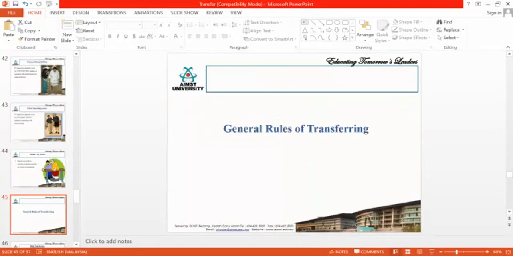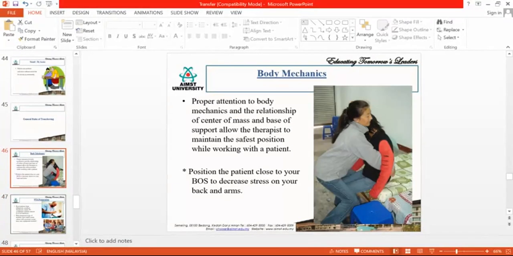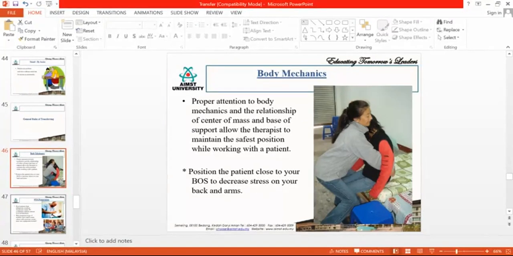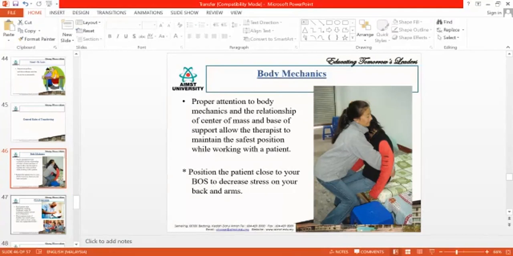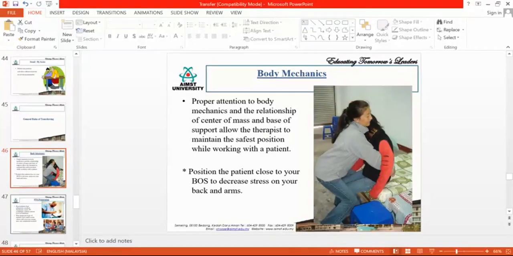Then there are certain rules that you have to follow when you are doing this transferring. One thing is body mechanics. Okay, that is very, very important. If you don't follow the body mechanics properly, then you will end up with back pain. You will end up with a fracture or other problems. So you need to be very careful on this.